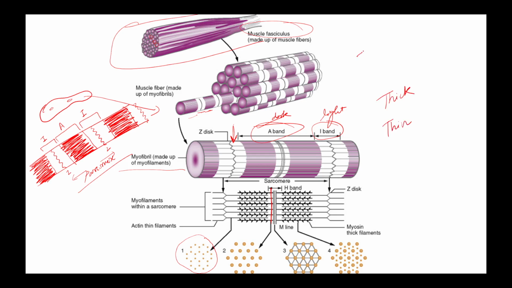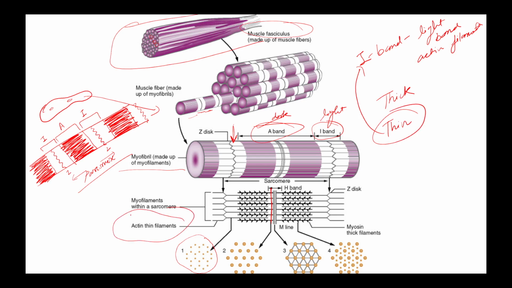Okay, so as I mentioned, this I band, which is a light band, is made of actin filaments. These actin filaments are also referred to as thin filaments. So these are actin thin filaments. This is a myofilament within a sarcomere.